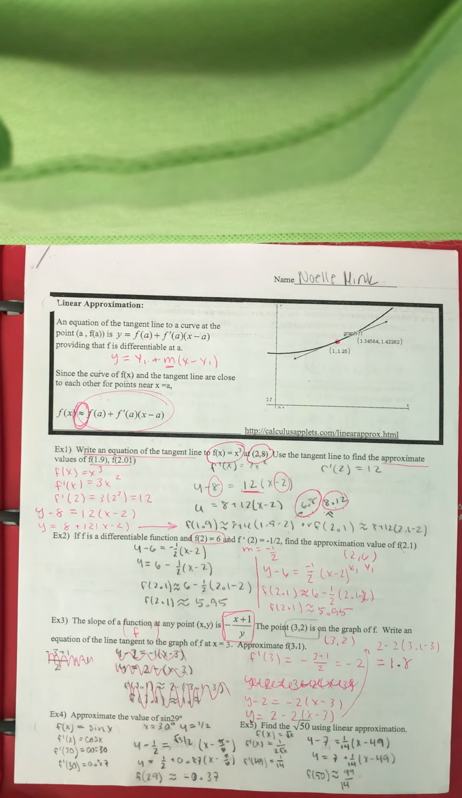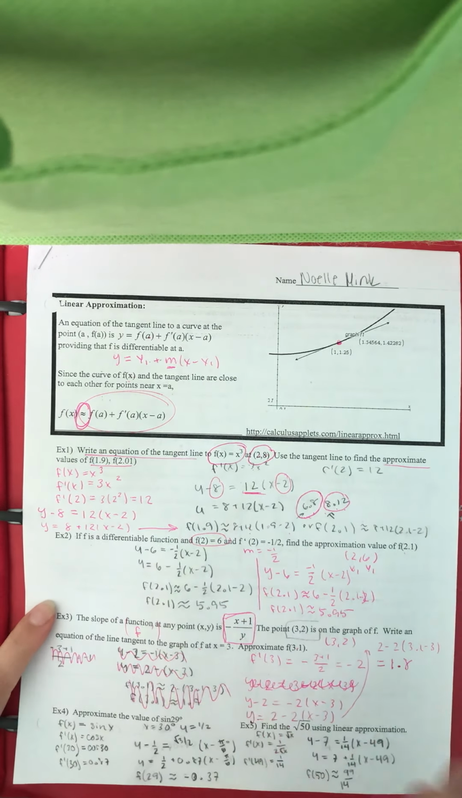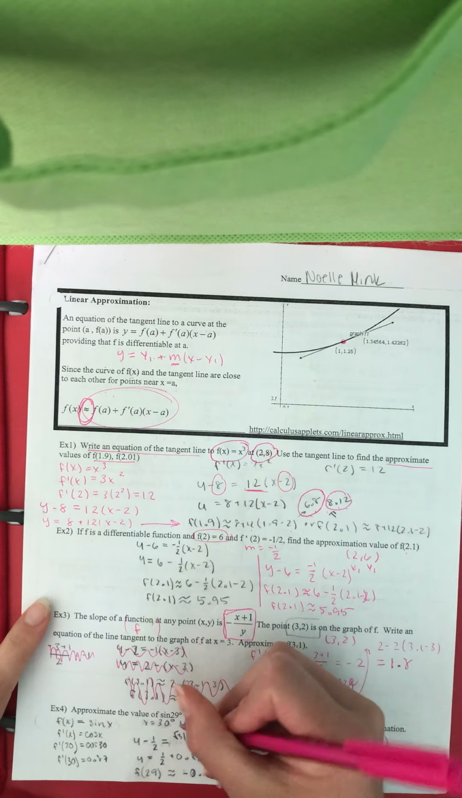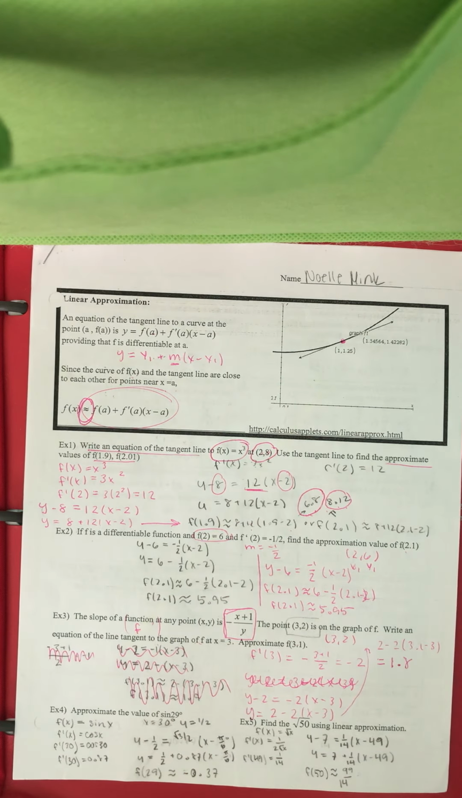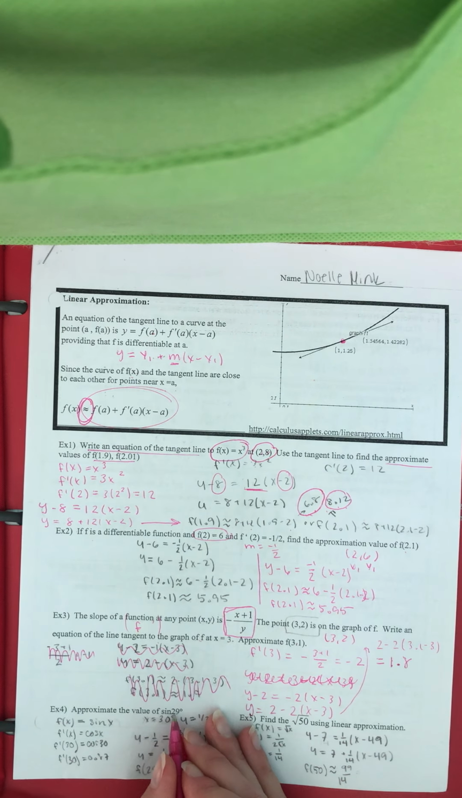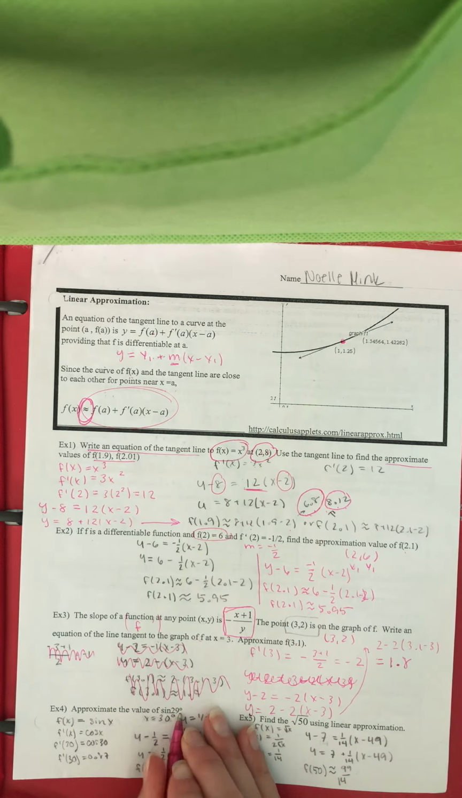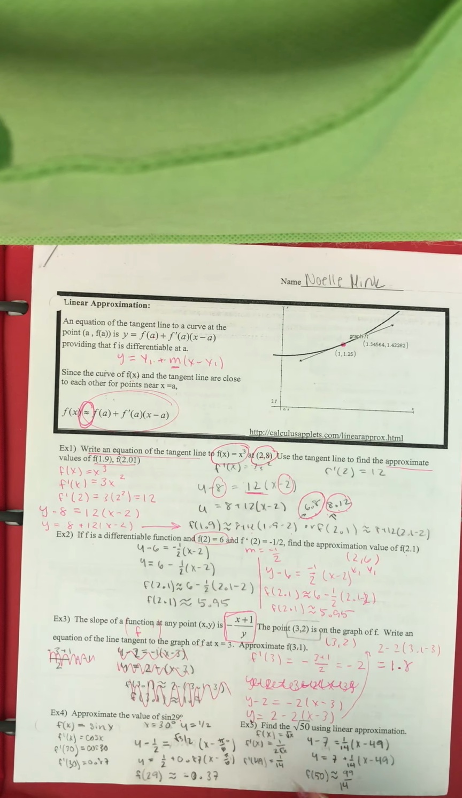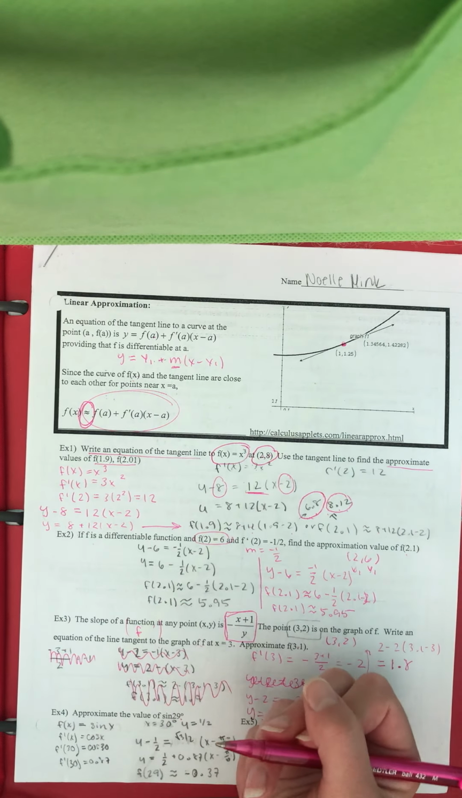I don't necessarily have the work to do these, so I'm just going to follow along as I go through. So approximate the value. This is a trig function. Approximate the value of sine 29. If I'm approximating sine 29, what's my function likely? If I'm approximating a value of a trig function of a degree, it's likely that trig function is my original function. So f of x is equal to sine x.